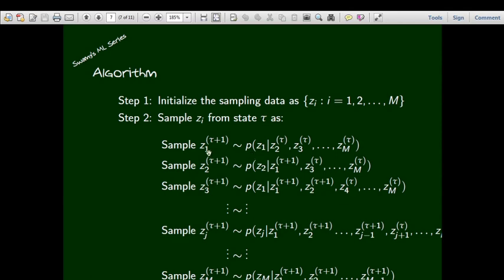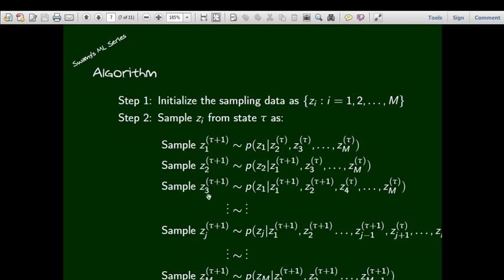Now I have Z1 in my packet in tau plus 1 state. Now I am going to select the second one at the same state, Z2 tau plus 1. Now we have to consider two conditions. One thing, I have already selected Z1 in tau plus 1 state, and I am considering the best from the available remaining items or remaining sample points. First of all, I consider the selected one Z1 at this tau plus 1 level. Now we are going to select Z2. Now we consider the remaining ones, Z3 tau, etc., Zm tau. So now we have the second sample.